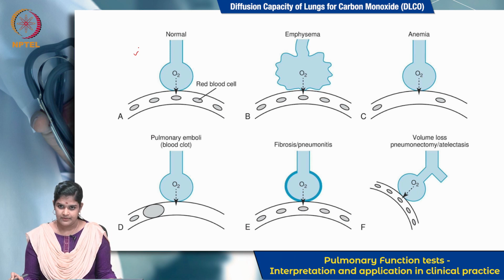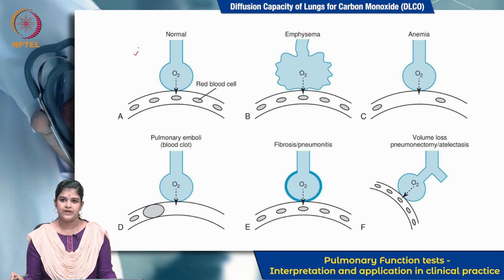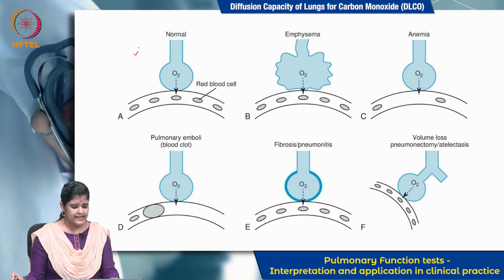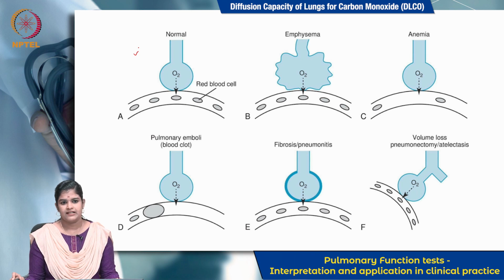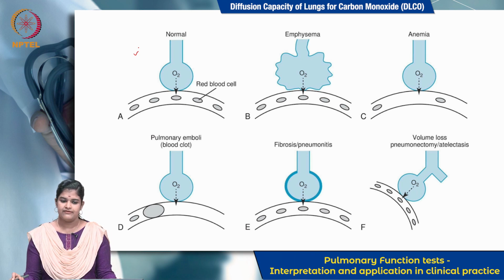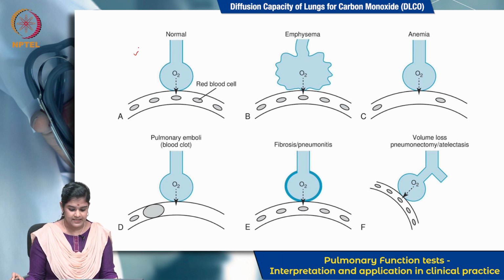In case of anemia, where the circulating RBCs are low or hemoglobin is low, the diffusion is going to be affected. In case of pulmonary emboli, where there is going to be an embolus in the vessel that is going to obstruct the blood flow, there is going to be reduction in diffusion capacity.